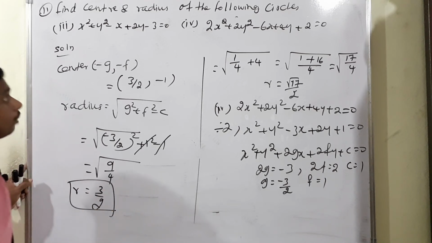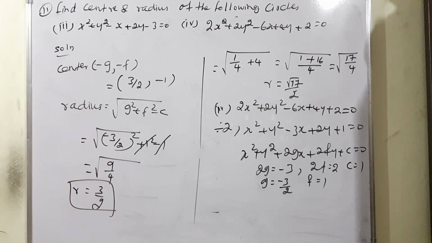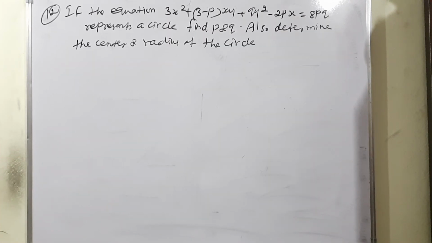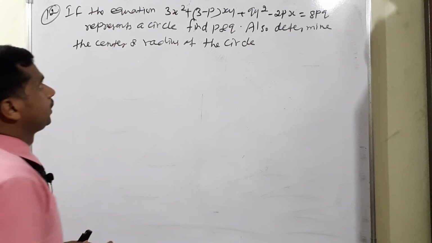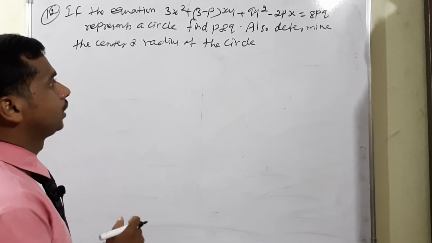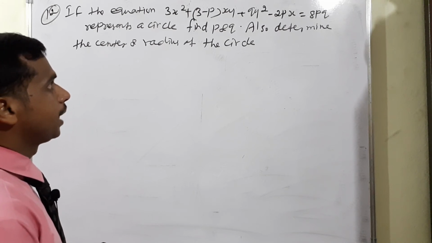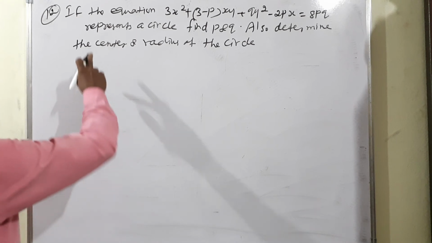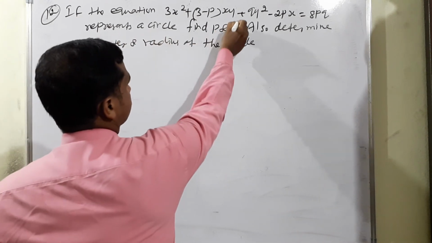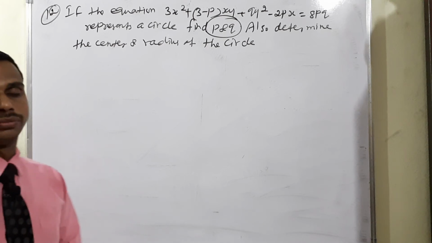Okay. Moving to the last question from exercise 5.1. So the question: if the equation 3x square plus (3 minus p) xy, the coefficient of xy is there, plus qy square minus 2px is equal to 8pq, so listen there, represents a circle, find first p and q. Also determine the center and radius of the circle.